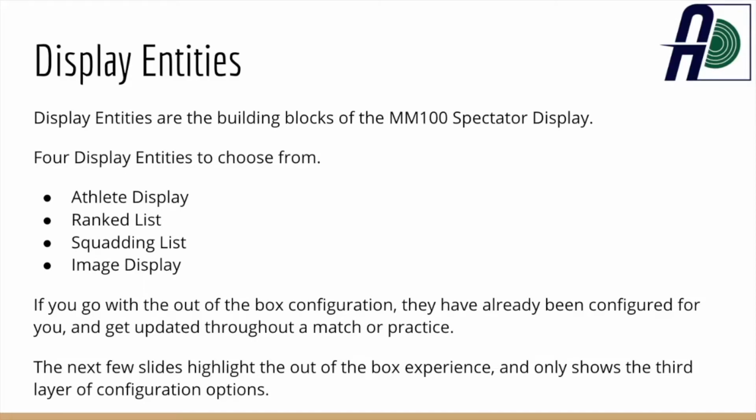Now, the MM100 is built off of what we call display entities, and there's 4 to choose from. They are the athlete display, which is the live target images coming from each firing point. There is the ranked list and squatting list, which, as the name sounds, should be self-evident as to what they do. And then the fourth one, the one I'm most excited about, is image display, which allows you to display any image that you want on the spectator display. And we're going to talk more about that in a few slides.